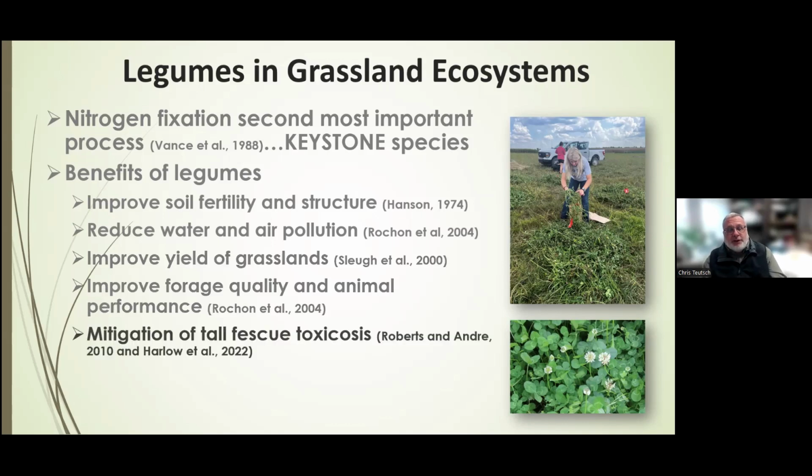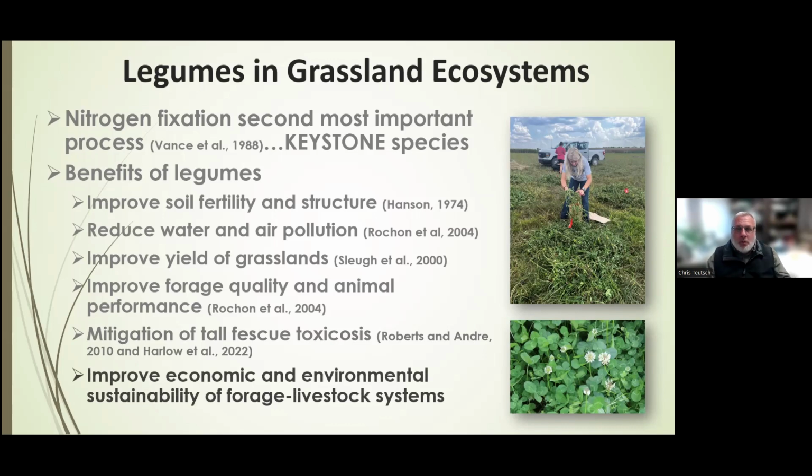Really important for us in Kentucky and other transition zone states. Those are states that aren't in the South and aren't in the North. They include states like Kentucky, Virginia, Tennessee, North Carolina, Missouri. Those are what we call our transition zone states. And the dominant grass species in those states is tall fescue. And tall fescue is infected with a toxic endophyte, and that toxic endophyte results in lower animal performance. When we add legumes into tall fescue stands, we can mitigate the negative impact of tall fescue toxicosis.